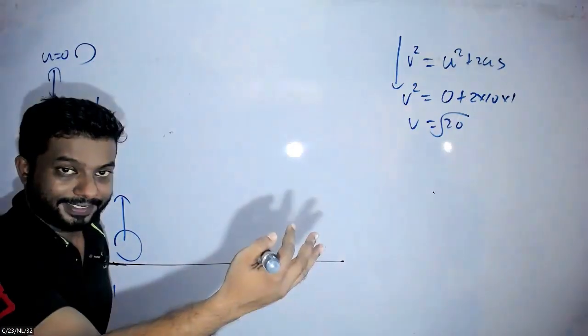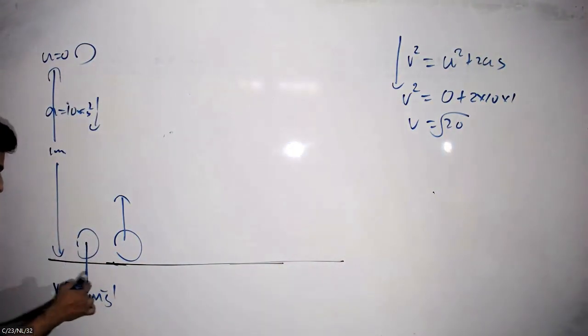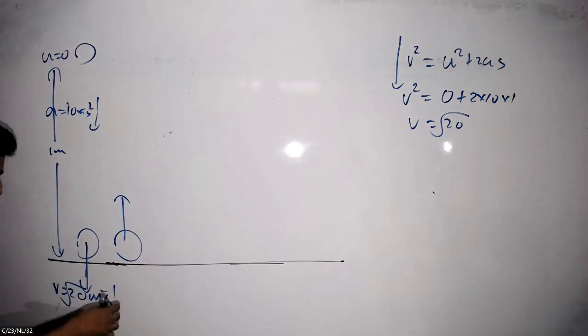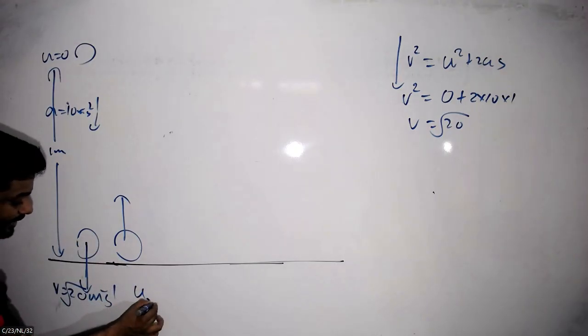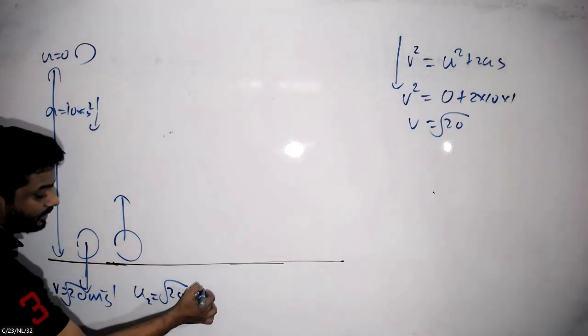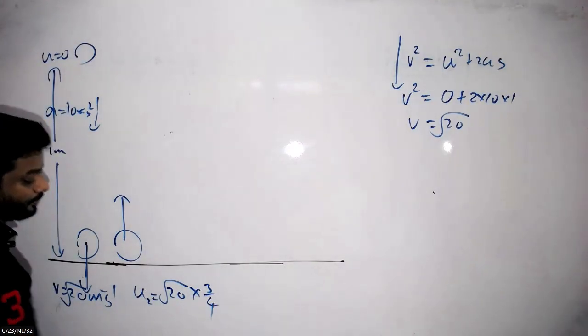Right, 3/4 remain. Therefore, velocity acquired by the ball just after the collision, let's call it u2. u2 is equal to 3/4 of this.